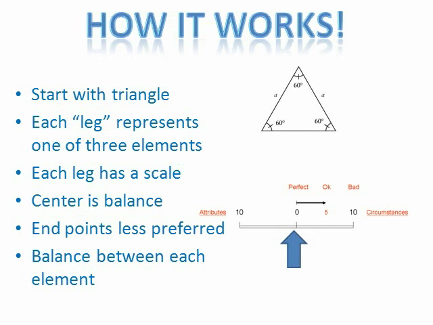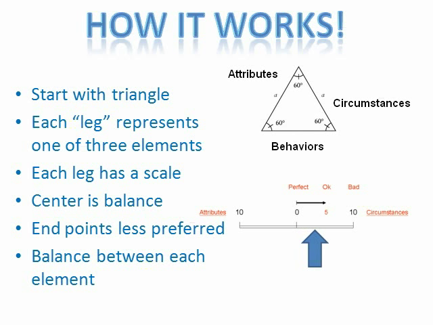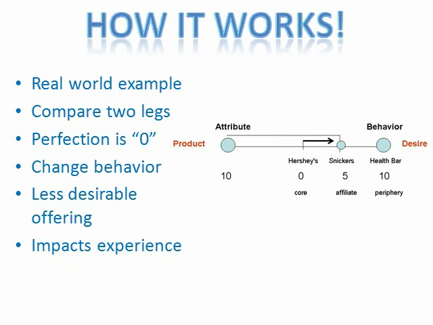So let's talk about how it works. First of all, we have to start with an equilateral triangle. And each of the points is represented by one of three aspects: attributes, behaviors, and circumstances. Now, each leg represents one of these elements. Each leg also has a scale, where the center, or 0, is perfection, and as you move either direction, it becomes less preferred. Your goal then is to strike a balance between the two.